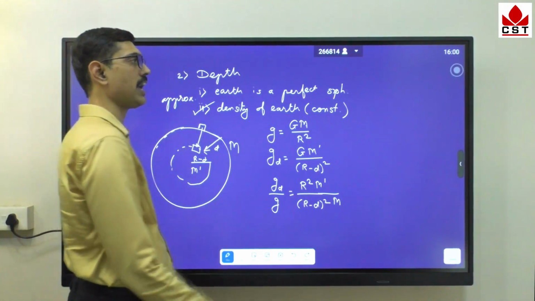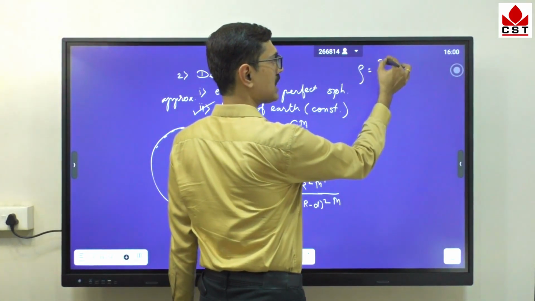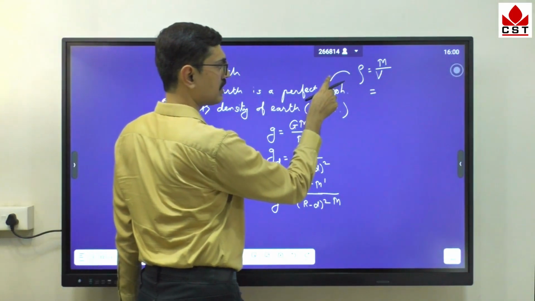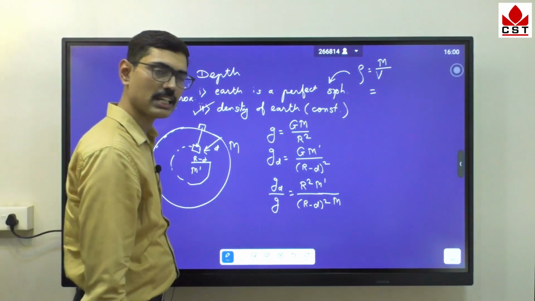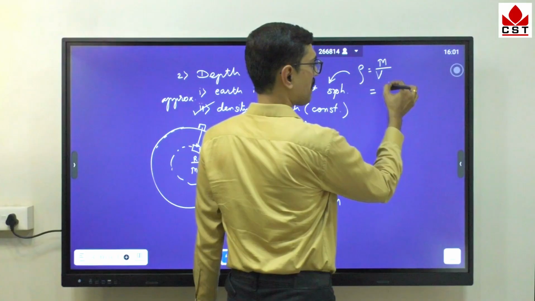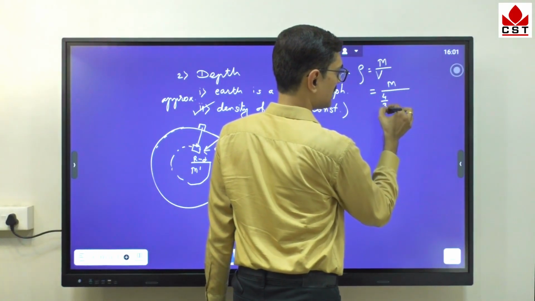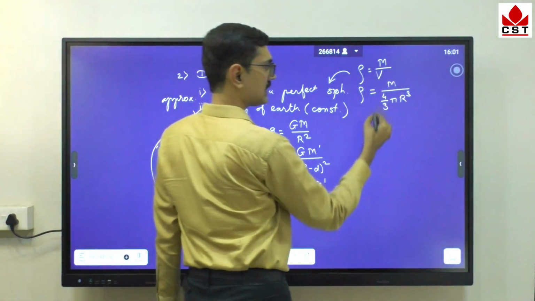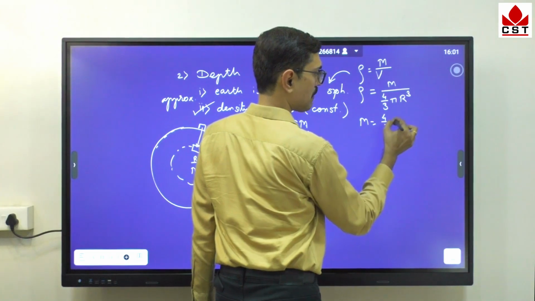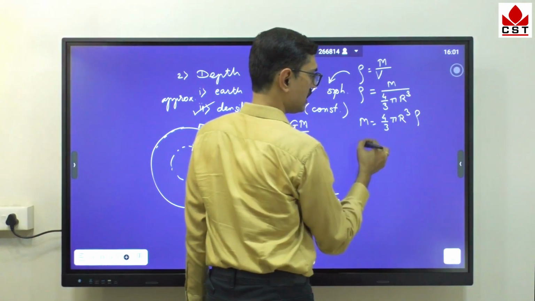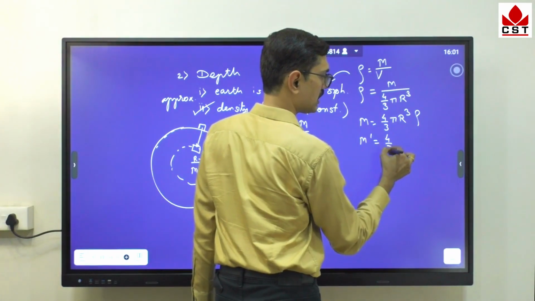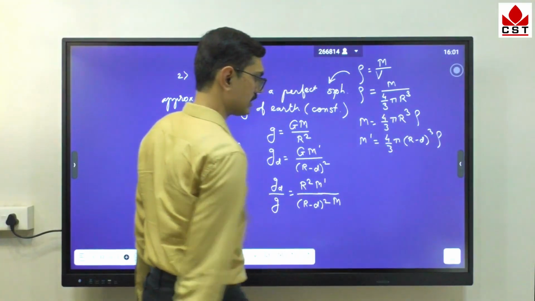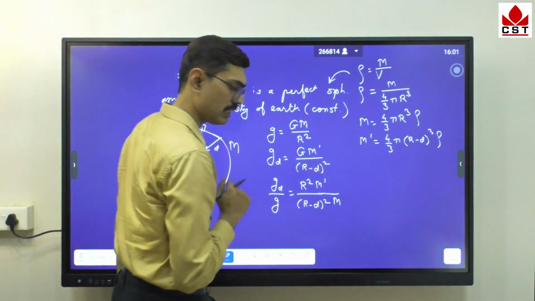Density and mass are related as density equals mass upon volume, and for the volume of a sphere, the first approximation is a perfect sphere. That means volume is 4 by 3 pi r cube. So mass is equal to 4 by 3 pi r cube into density. For the second mass, 4 by 3 pi, there is no r but r minus d cube, and the density is constant. So we have to put this M dash and M in this formula.